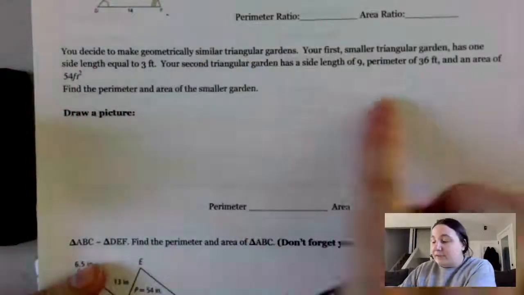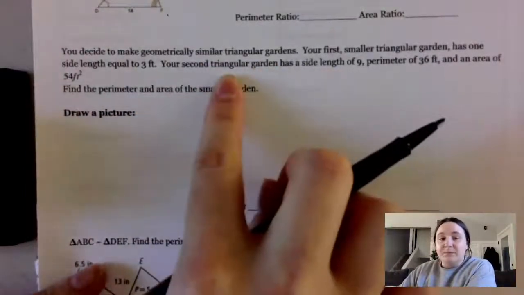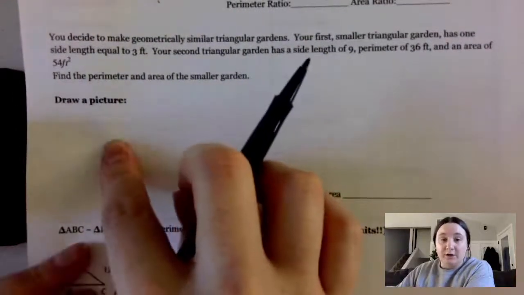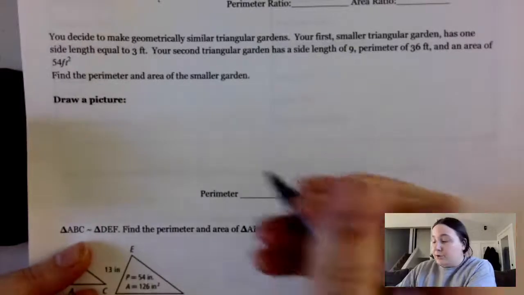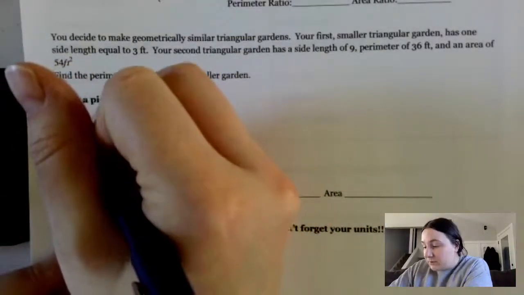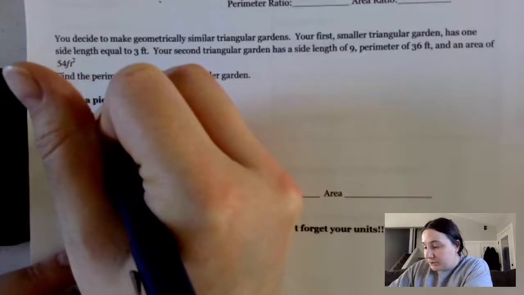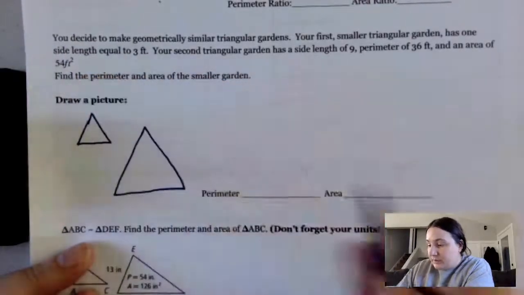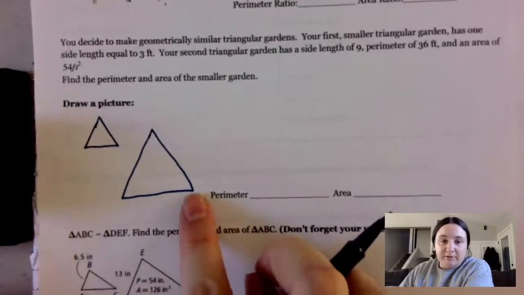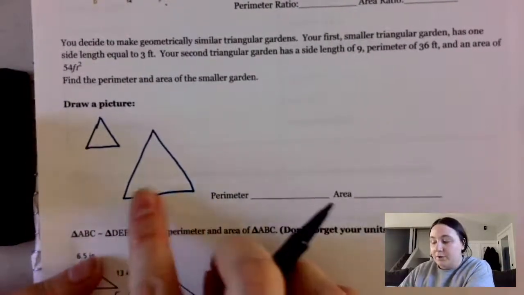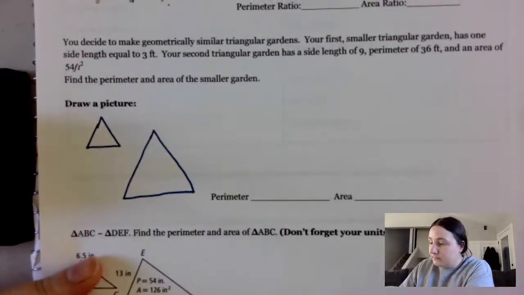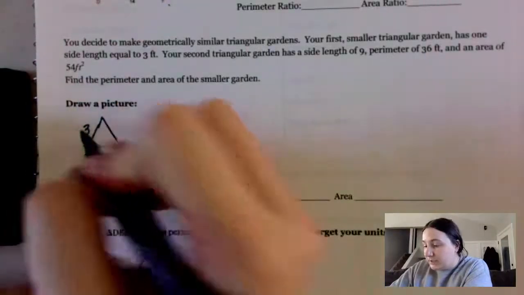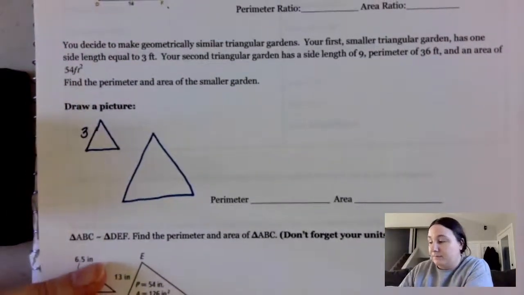So whenever they give you this information in words, you want to draw your own picture because it's going to be super helpful. The first thing I know is that they're both triangles, one smaller than the other. So I have a smaller triangle, I have a bigger triangle. Mine are kind of small because I don't have unlimited space, but if you're just doing it in a notebook, you can draw them as big as you want. And it says the smaller one has a side length equal to 3 feet. So one of the sides is equal to 3.